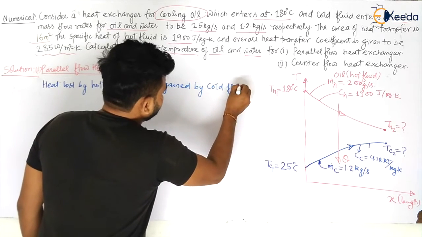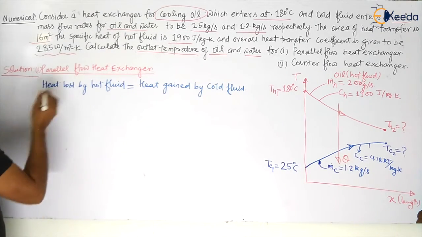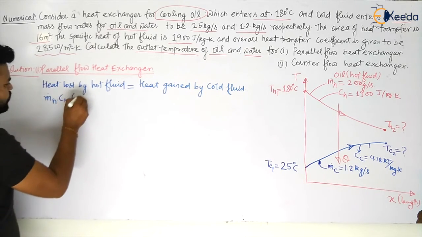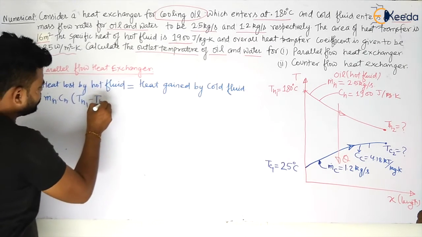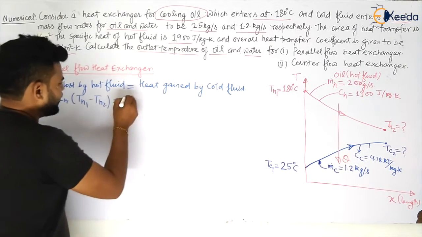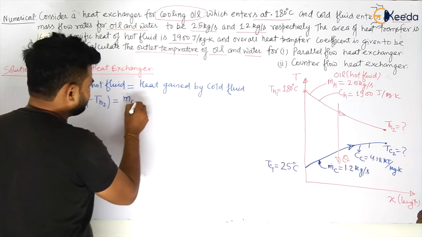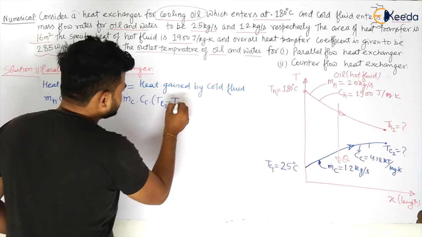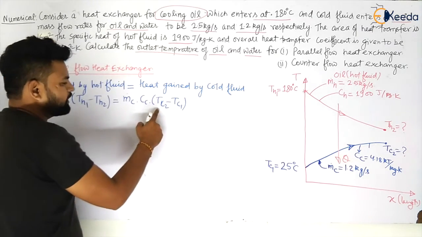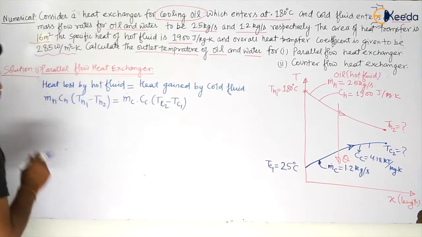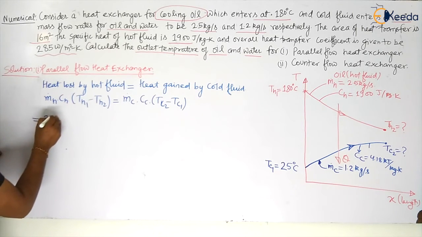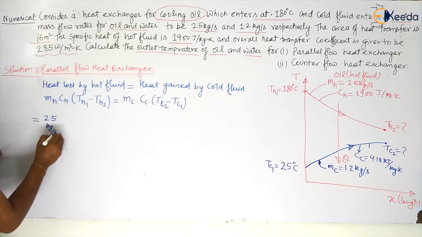We know the heat lost by the hot fluid will be given by m dot h Ch into Th1 minus Th2, which is equal to the heat gained by the cold fluid, m dot c Cc into Tc2 minus Tc1, because I'm not considering the negative signs. I'm directly taking higher minus lower. Now let us put all values. What is your m dot h? You can directly see your temperature profile diagram, and you have written the values here, in kg per second. Units are important. I am always telling you.